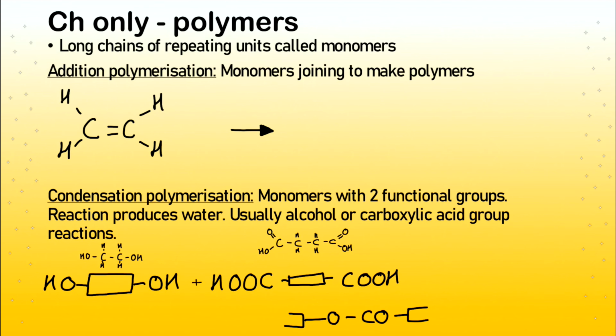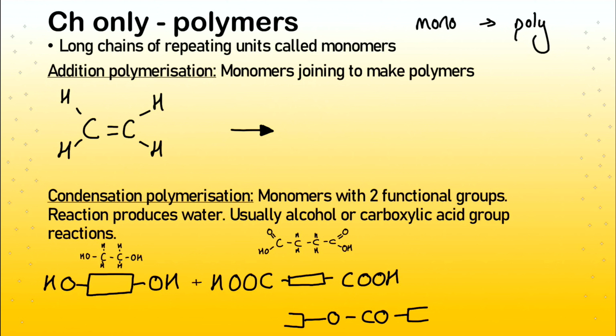So polymers are long chains of repeating units called monomers. Think monobrow turns into a polybrow, polymer. Polymer has many repeating units called monomers put together. So we have 2 types of polymerization that can take place. The first type is an addition polymerization. We're literally adding different monomers together to make a polymer.